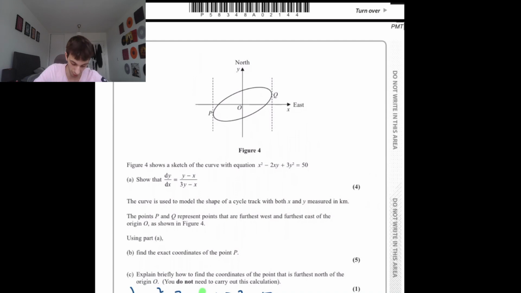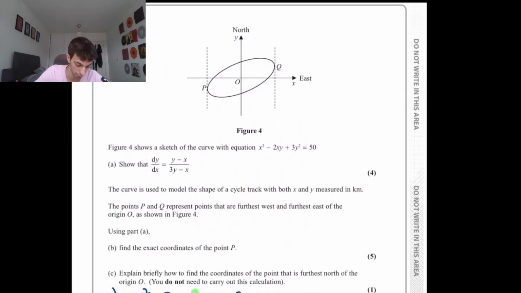Right, so part B of this question. We're told the curve is used to model the shape of a cycle track with both x and y measured in kilometers. The points P and Q represent points that are furthest west and furthest east of the origin, O, as shown in figure 4. Using part A, so using this dy/dx, find the exact coordinates of point P.